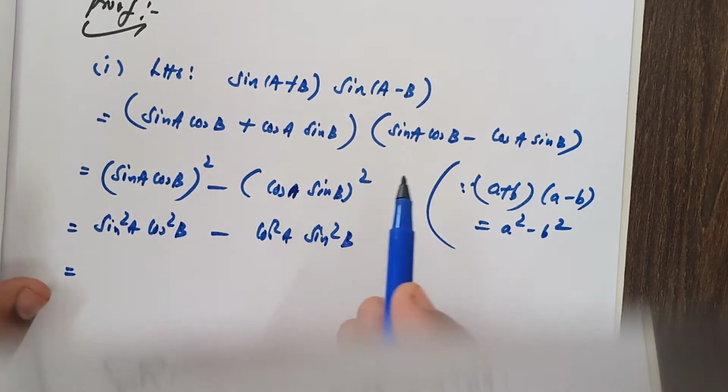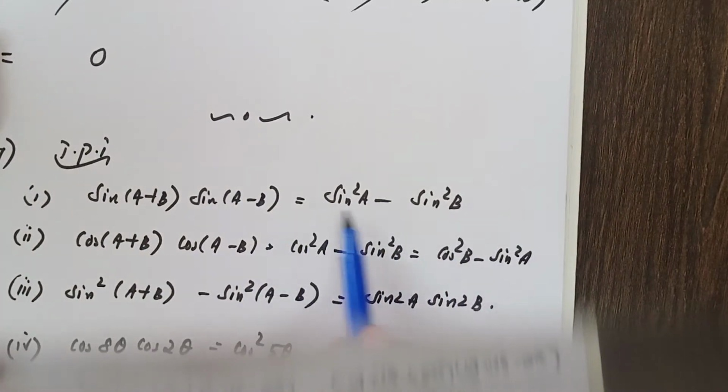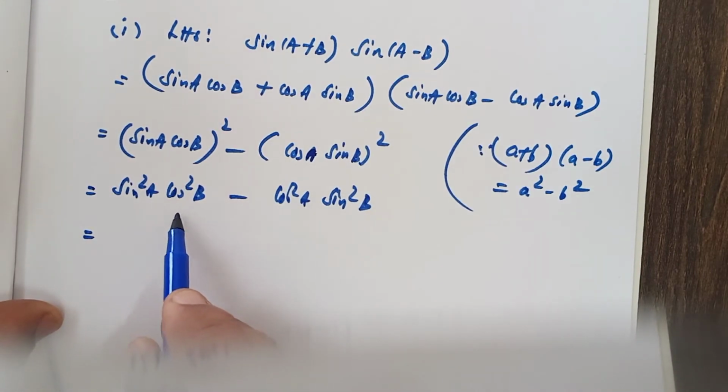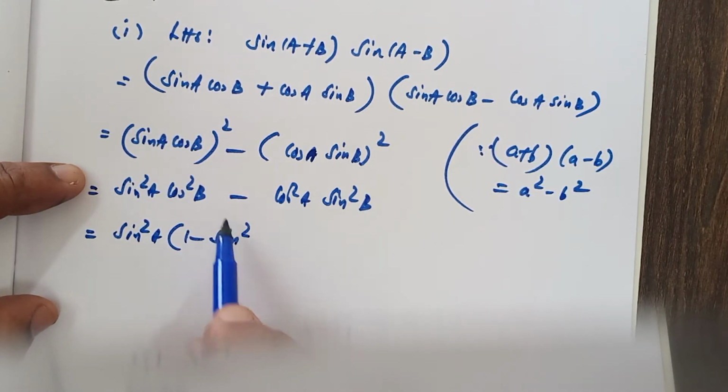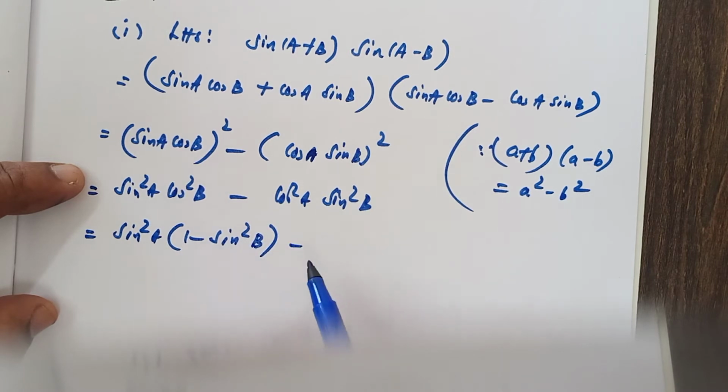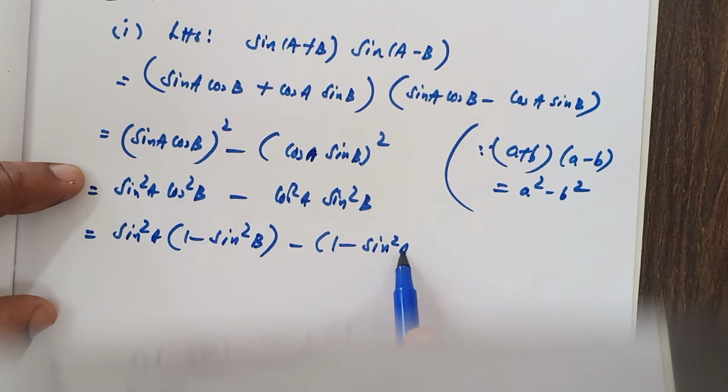Now look at the RHS. In the RHS we have only sin, no cos at all. So this cos has to be eliminated. So I am retaining sin squared a. You know the formula, cos squared theta equals 1 minus sin squared theta. Instead of theta we have b, like that cos squared a can be replaced by 1 minus sin squared a, into sin squared b.